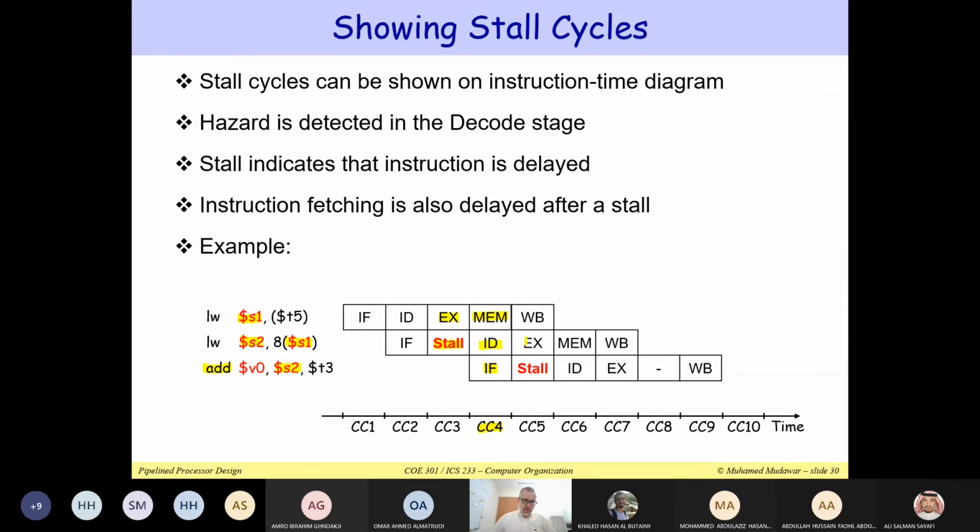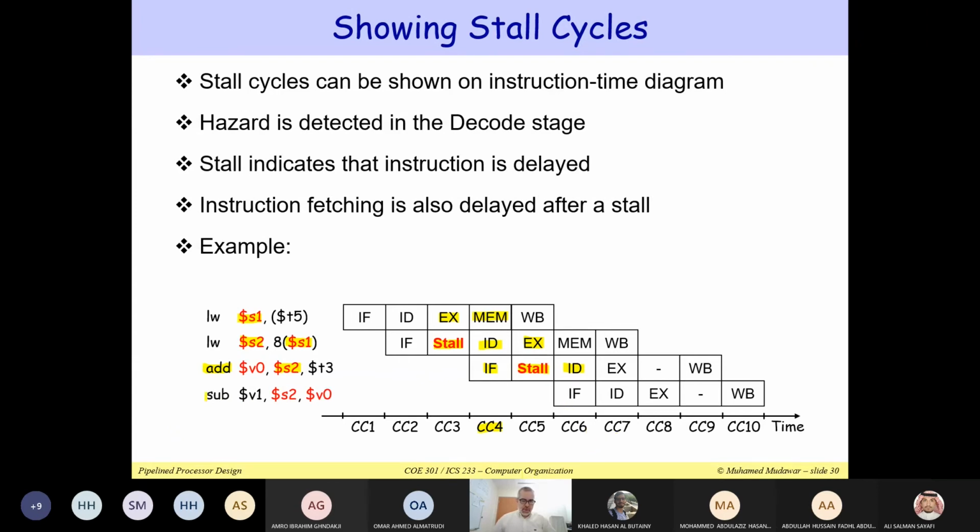The previous load instruction is in the execute stage, and the add instruction is in the second stage. So this is where we decide to stall again. When we stall again, the instruction is going to wait. We cannot even fetch the next instruction. So it's going to wait for another cycle in the decode stage. And therefore, we can only fetch at clock cycle number 6.